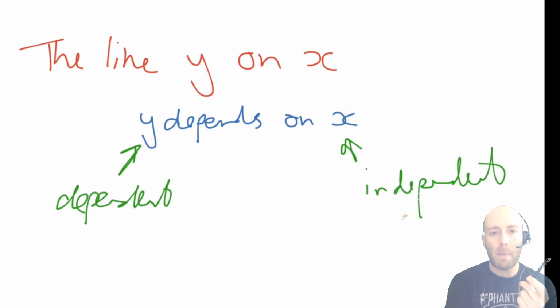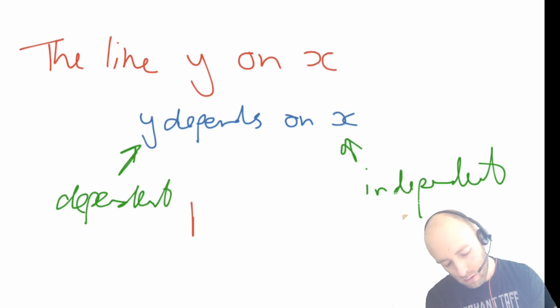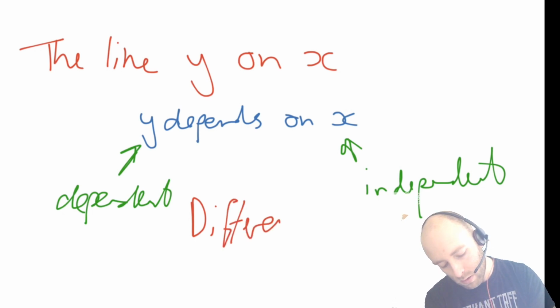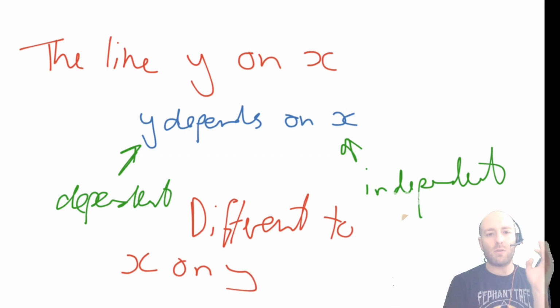And if you did it the other way around, you'd get a completely different line. So we need to say that's different to x on y, which would be the other way around. It wouldn't give you quite the same results.